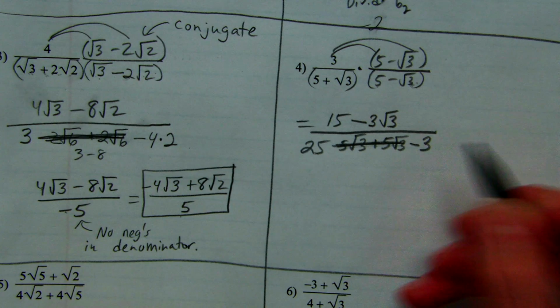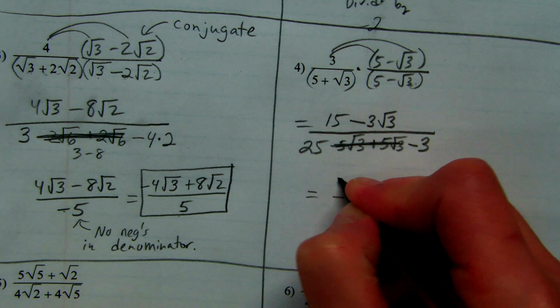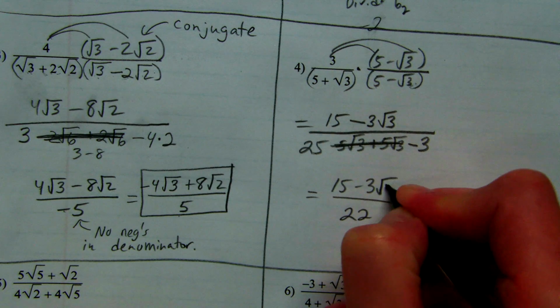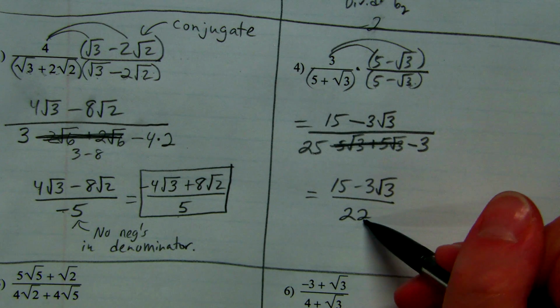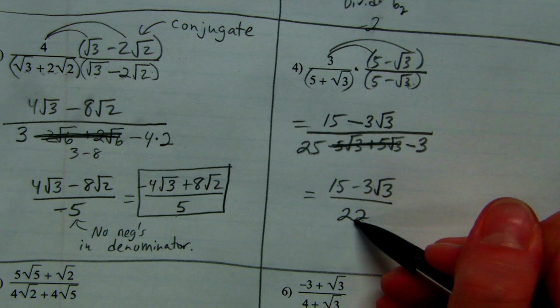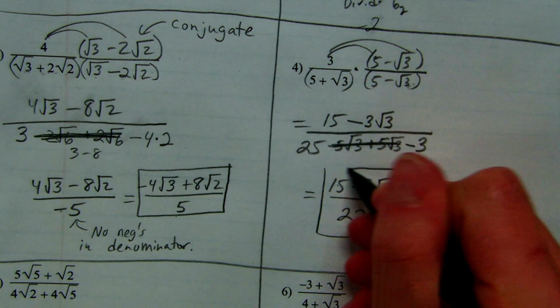I now have 25 minus 3 in the bottom, which makes that 22. And then 15 minus 3 radical 3. I do not have radicals in the bottom. I don't have negatives in the bottom. And 15, 3, and 22 will not reduce. So we just box that and move on.